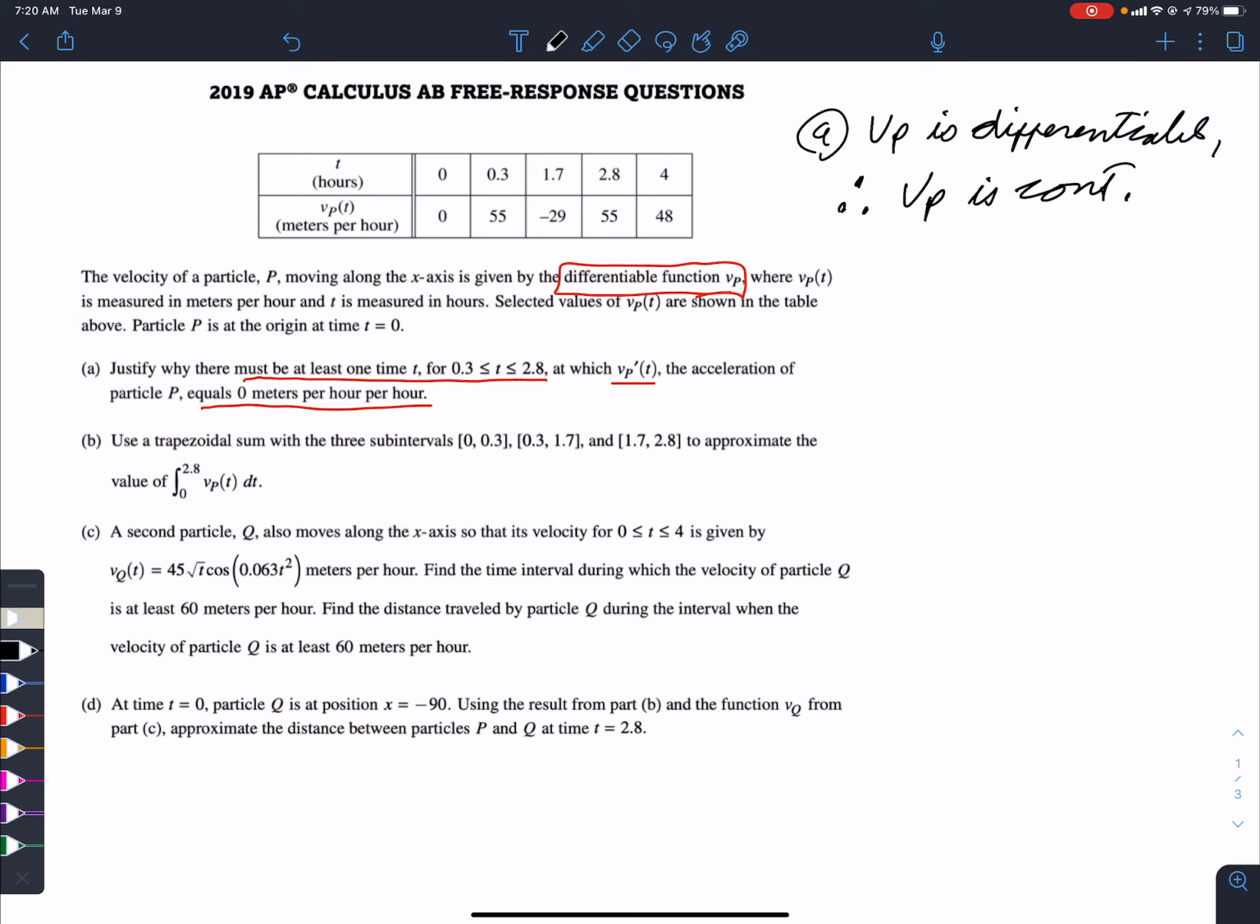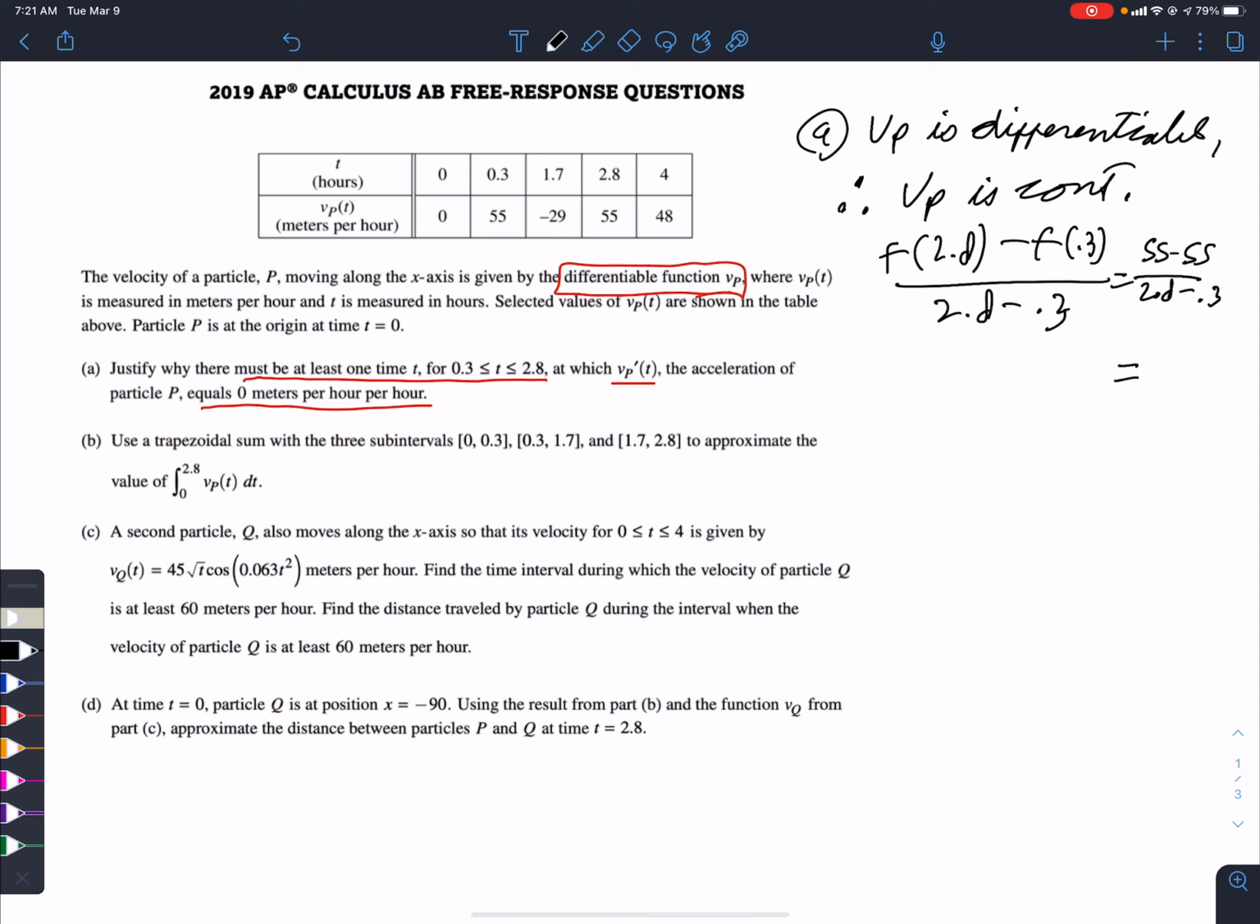So the conclusion, we'll do this. f at 2.8 minus f at 0.3 over 2.8 minus 0.3 equals 55 minus 55 over 2.8 minus 0.3, which equals 0. So we have found the average rate of change is 0. Therefore, now we can conclude there must be at least one time. Basically, we're going to copy this. So we have shown that the average rate of change is 0.